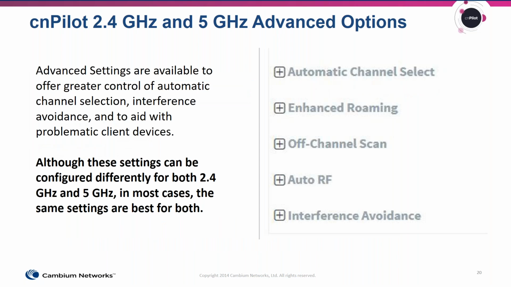So advanced options. These advanced options on both the 2.4 and 5 gigahertz radios, I would say for the most part, there's not a real good reason to set them differently from each other. I would use the same settings I'm going to cover next for both 2.4 and 5 gig. They give you more control over things like automatic channel selection, interference avoidance, how to handle the problematic client devices, sticky clients.